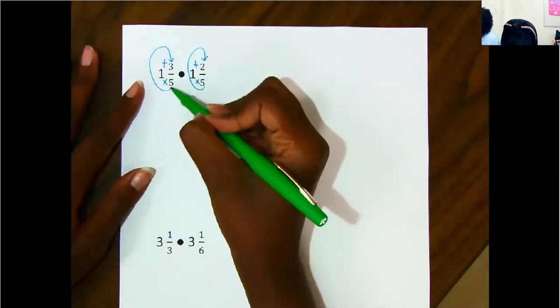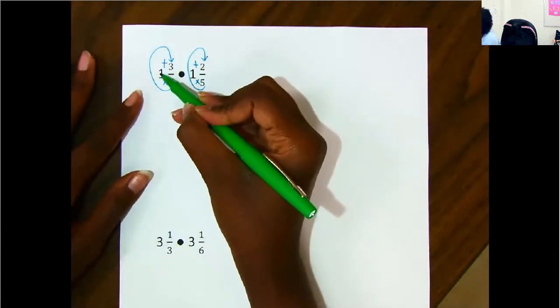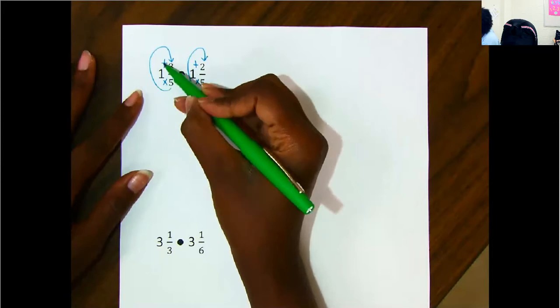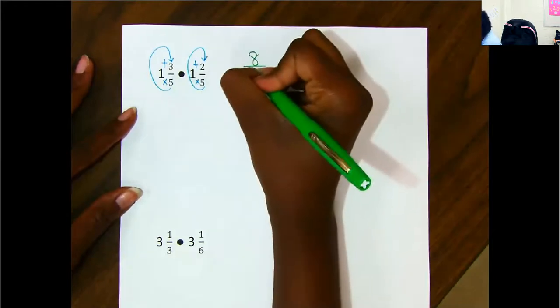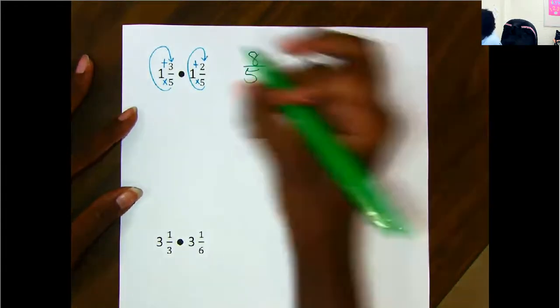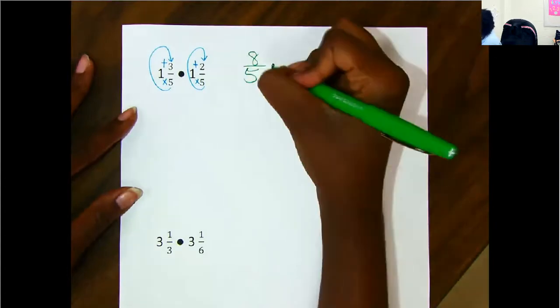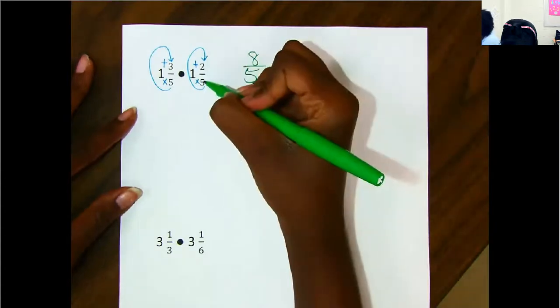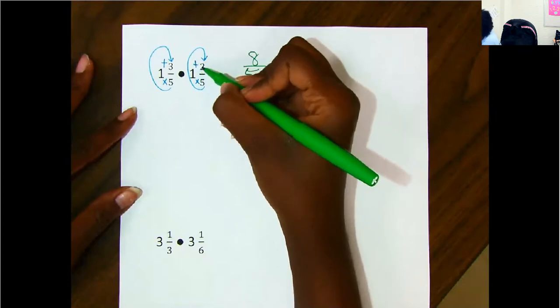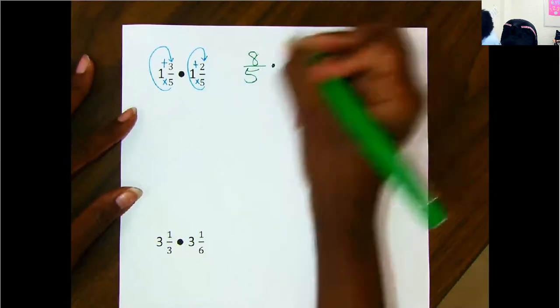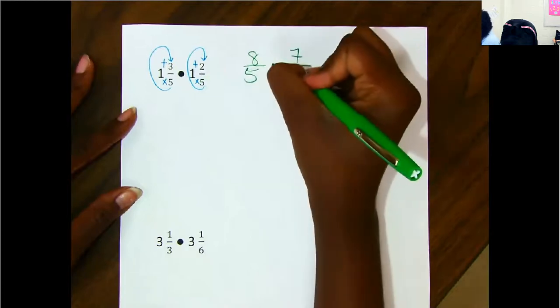All right, so Texas two-step. I'm going to start with my denominator. 5 times 1 is 5, plus 3 is 8. So I'm going to put 8, and then I'm going to keep the same denominator, so 8/5. Then I'm going to do the second fraction. Starting at the denominator, 5 times 1 is 5, plus 2 is 7, and I keep the denominator, okay?